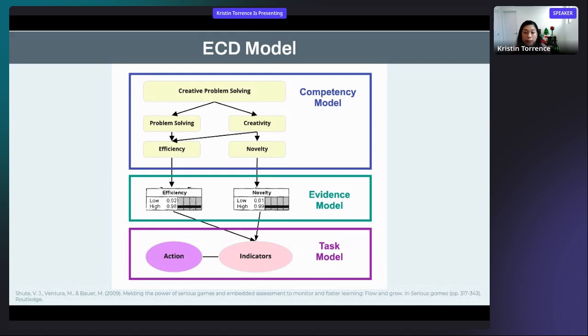In the evidence model, you can see the statistical probabilities that connect the facets to the task. And again, the task model is really about the context in which the game's evidence, like indicators of competency, are being collected. So the quests or the missions that the learner, the player, goes through and completes, we then use as evidence of these competencies.